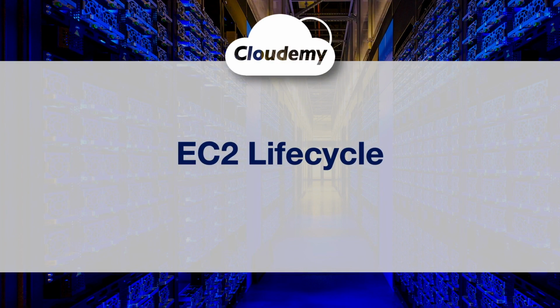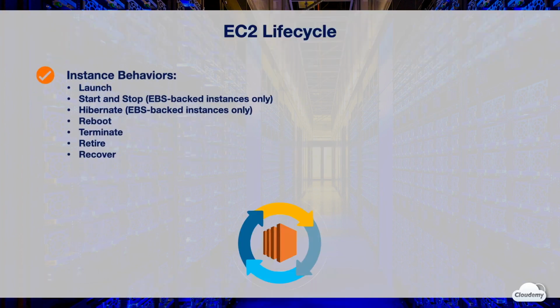In this episode, we're going to look at EC2 instance lifecycle. An EC2 instance provides a number of behaviors that you can control. For example, you can launch an instance, stop and start an instance, hibernate an instance and persist its memory, reboot an instance, and terminate an instance to delete it entirely. In addition, an EC2 instance can also be retired or recovered. You can only stop or hibernate an EBS-backed instance.